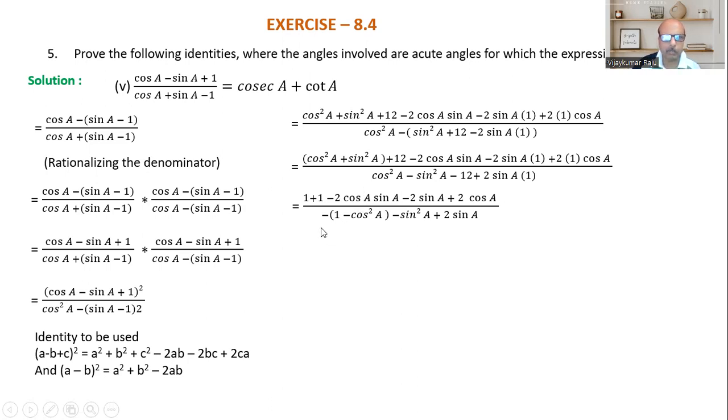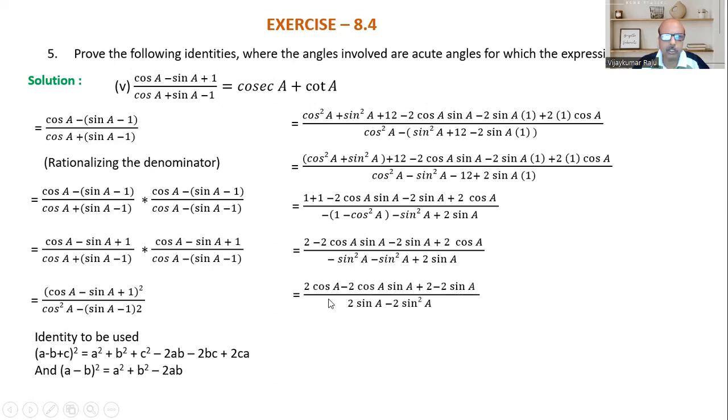So when I bring minus here, it becomes minus 1 minus bracket 1 minus cos square minus sine square and plus 2 sine. So this becomes 1 plus 1, 2 minus 2 cos sine minus 2 sine plus 2 cos upon, 1 minus cos square is sine square. So minus sine square plus 2 sine. Minus sine square is minus 2 sine square. The denominator is minus 2 cos plus 2 cos minus 2 sine cos.